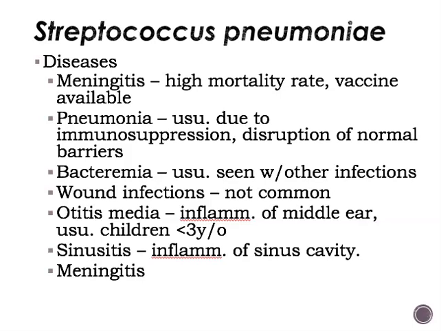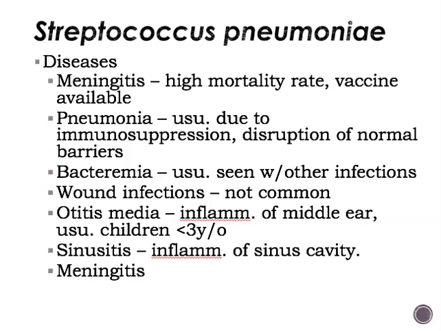Diseases that can be caused by Streptococcus pneumoniae: meningitis. This usually follows other strep pneumo infections. There's a high mortality rate. There is a vaccine available for the elderly and for people without a spleen. Pneumonia: this results from disruption of the normal barriers. So remember, I just said it can be part of your normal flora.